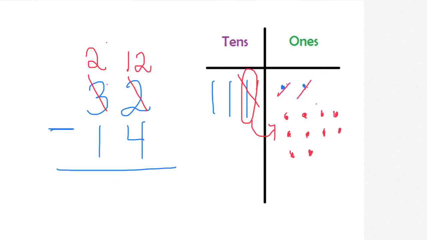So I'm going to take away 4: 1, 2, 3, 4. That leaves me with 8. So 1, 2, 3, 4, 5, 6, 7, 8. I'm going to put an 8 here. And then I go over to my tens column and it says take away 1. So I'm going to take this one away and I have 1 left. So in my tens column we will have a 1. 2 minus 1 will give me 1. So my answer to 32 minus 14 is 18.